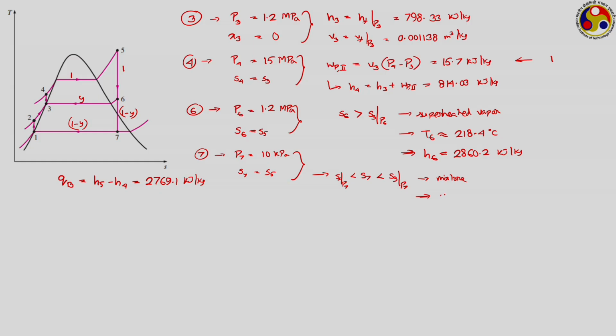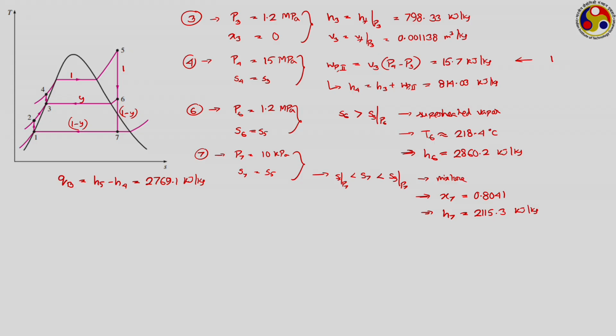Calculating this, we get x7 to be equal to 0.8041, and putting this number, then H7 is coming to be 2115.3 kilojoule per kg. So, now we have information about all the possible states. So, how can we calculate the value of this y fraction?